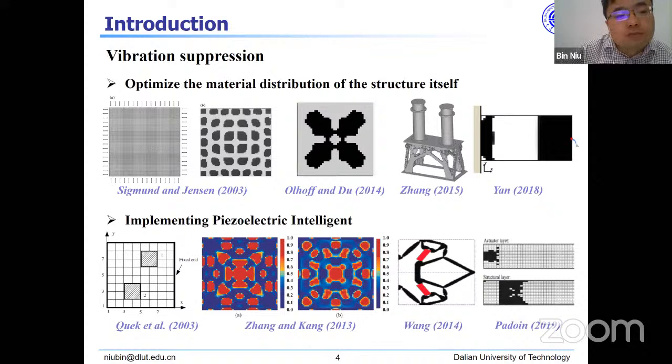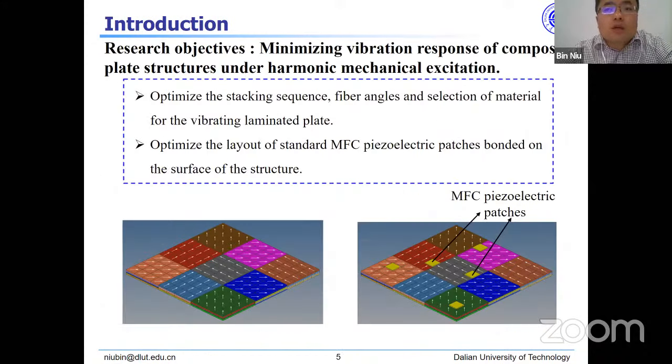So we know from optimization, we can optimize the material distribution of the structure itself. Here are some examples. In another way, we also can use piezoelectric intelligent material, or smart material, you can call it, to realize the optimization of a structure, to reduce the vibration, to realize the vibration suppression. But in this work, we will consider composite structures. Here, we will optimize the stacking sequence, fiber angle, and also the selection of materials.